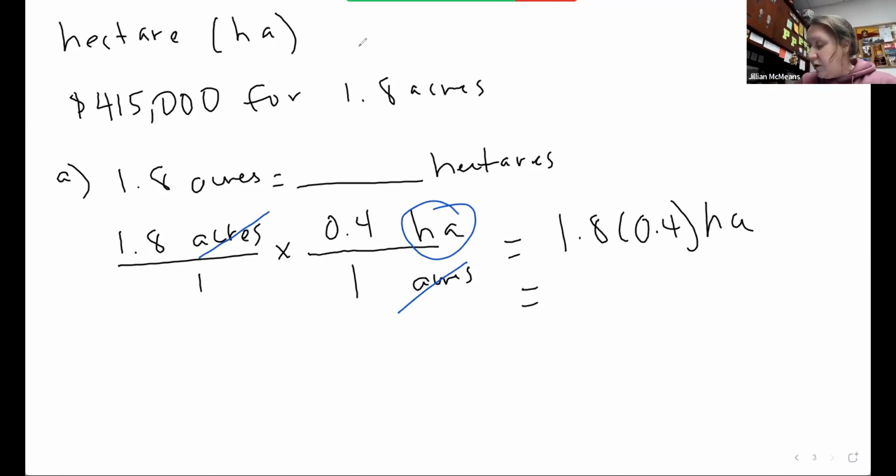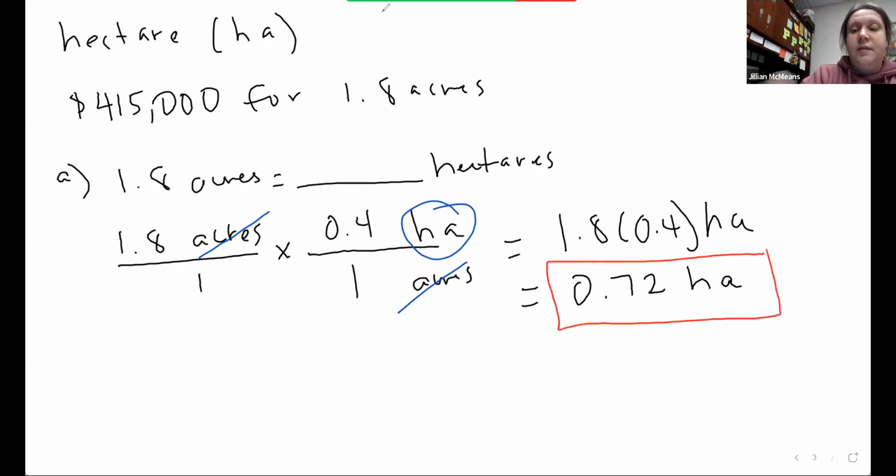Now you can jump to your calculator, do your multiplication, and we get that this piece of property in Northern California is 0.72 hectares. There you have it. That's how you convert between acres and hectares. Again, it's just dimensional analysis. It's just a unit fraction. Just make sure you have that conversion sheet handy.